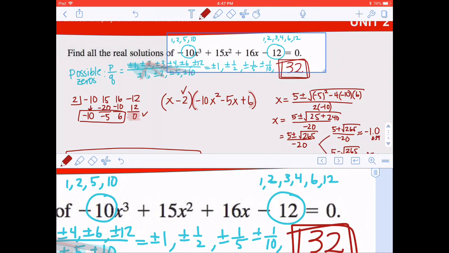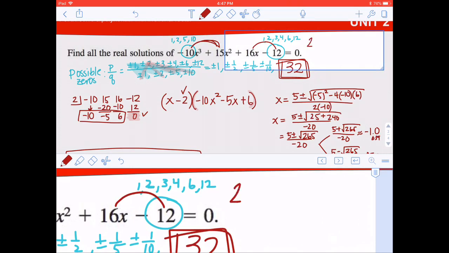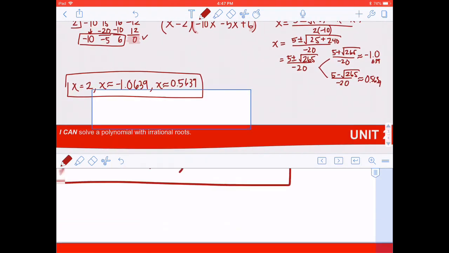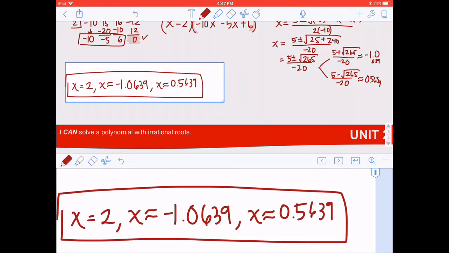If we see here, it's going from negative 10 to positive 15, so that's one change. And then it's going from positive 16 to negative 12, that's another change. So that means that we're going to have 2 or 0 positive solutions. And if we look at our solutions here, we have 2 positives there. So that's a nice check.